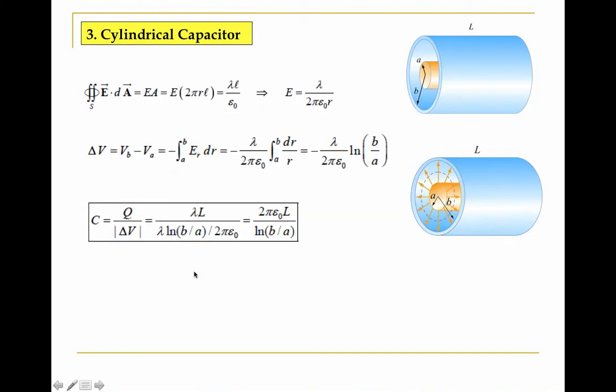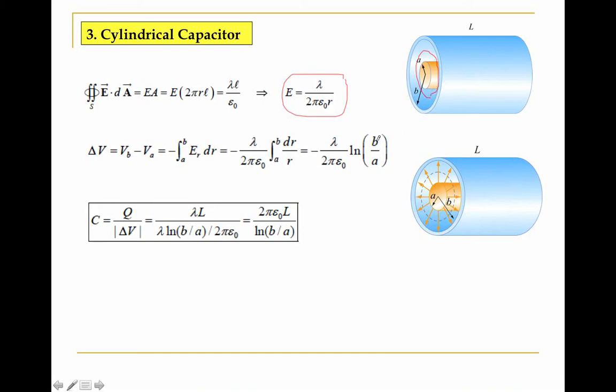All right, let's talk about the cylindrical one. In the cylindrical one, we have 2 concentric cylinders again. The inner one has radius a, and the inner side of the outer one is b. And again, we've used Gauss's law to calculate the electric field, and that was our electric field from Gauss's law. That's in this space here. So this is the electric field in this region here.